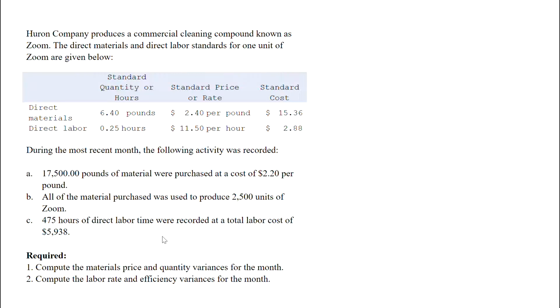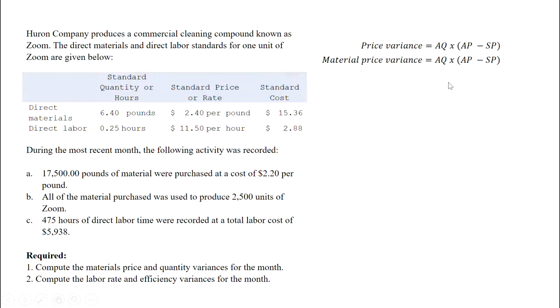Now that we've got this set up, let's go ahead and start doing our variance calculations. I'm going to start with the price variances. And it's important when working through these to take a look at this initial formula. Overall, we calculate a price variance by taking the actual quantity, whether we're talking about the actual pounds of material or the actual direct labor hours, times the difference between the actual price per unit and the standard price per unit. So let's go ahead and tackle the material price variance first.